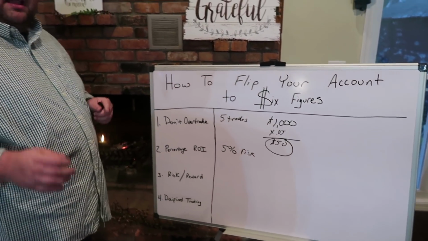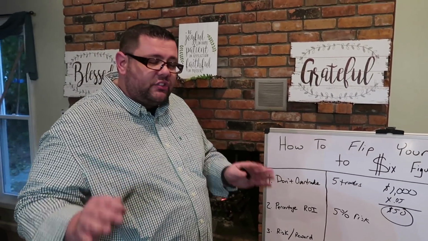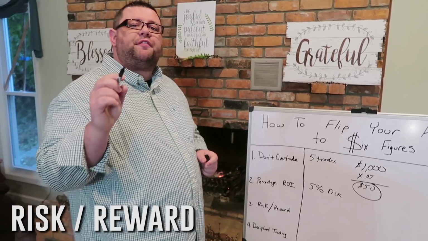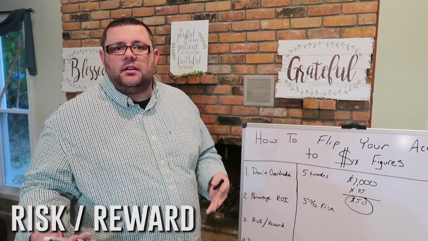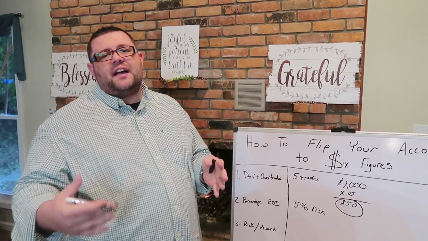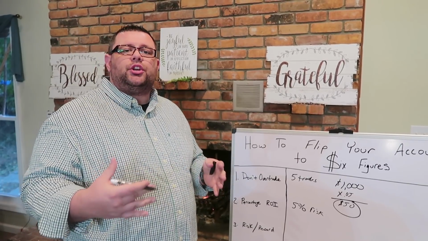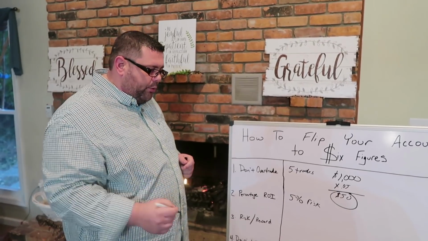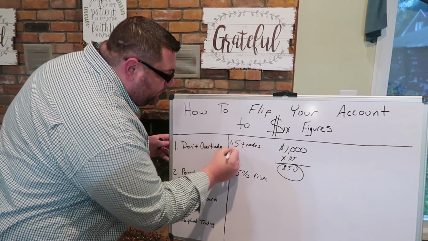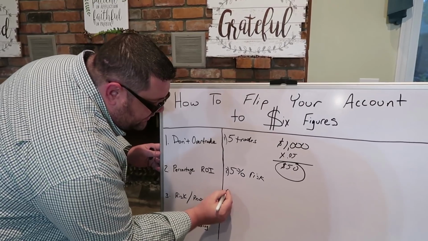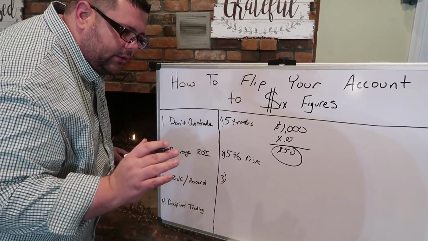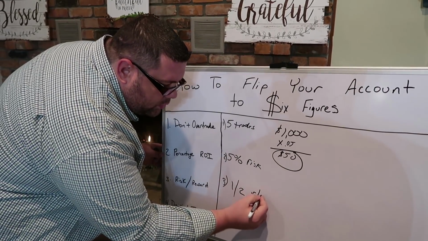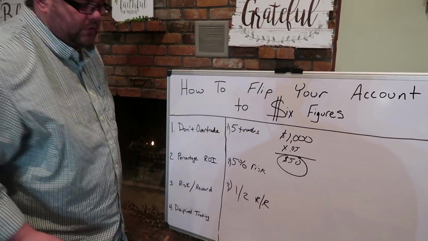Rule number 3, and most important, risk reward. Because everybody wants to know how to make money. But before I can teach you how to effectively make money, I have to make sure you know how to not lose money, right? So risk reward is very important. In every single trade, no matter what, we take a minimum of 1 to 2 risk reward, okay?